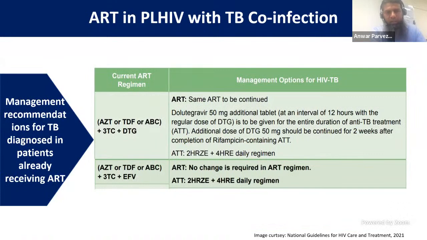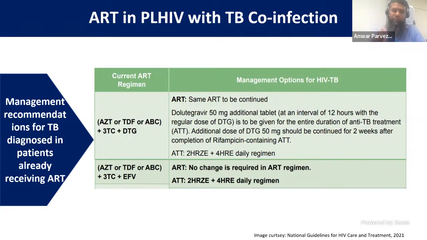For NRTI, there is no problem at all. So if the patient is already on ART, which is zidovudine-based or maybe tenofovir or abacavir-based, then we'll have to continue the same ART. Only thing is that for dolutegravir, because we are giving it with rifampicin, we give an additional dose of 50 milligram as long as the patient is on rifampicin. Once the patient finishes 6 months, after 15 days, we stop this additional dose of dolutegravir.